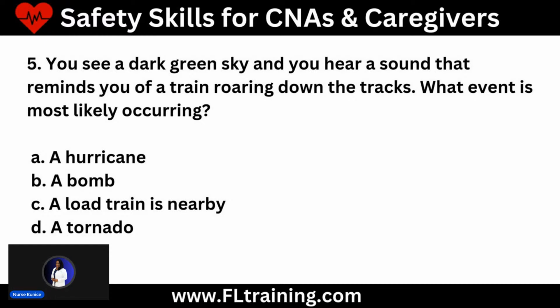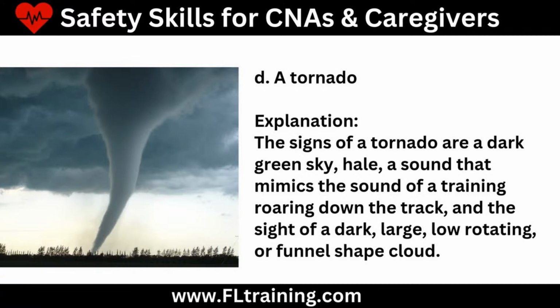So everybody, revealing the correct response in 3, 2, and if you said tornado, you are absolutely correct. So a sign of a tornado are the dark green skies, hail, a sound that mimics the sound of a train roaring down the track. And then it could be the sight of dark, large, low rotating or funnel shaped clouds.